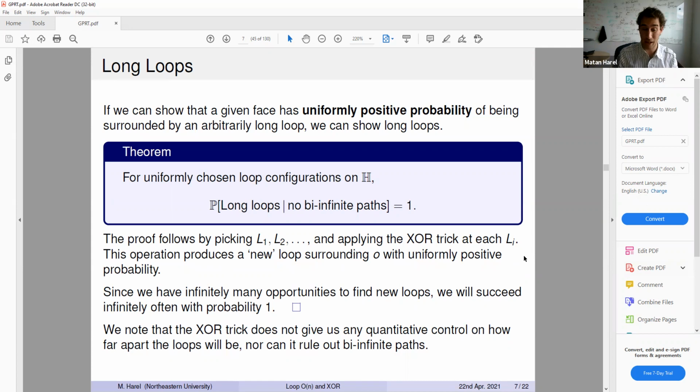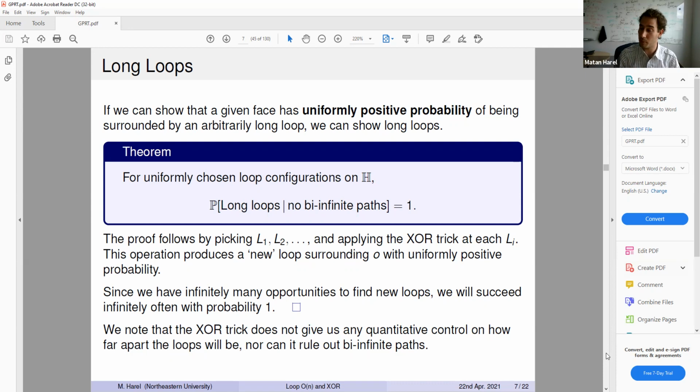It also can't rule out infinite paths, which is, as I mentioned, anyway. The positive part of it is that at least what's on this slide doesn't use uniformity anyway. You can think of this as a recipe, as sort of an algorithm. If I know that large loops exist with a uniformly positive probability, long loops follow immediately. So the XOR trick, in a way, is just a plug and play kind of result.